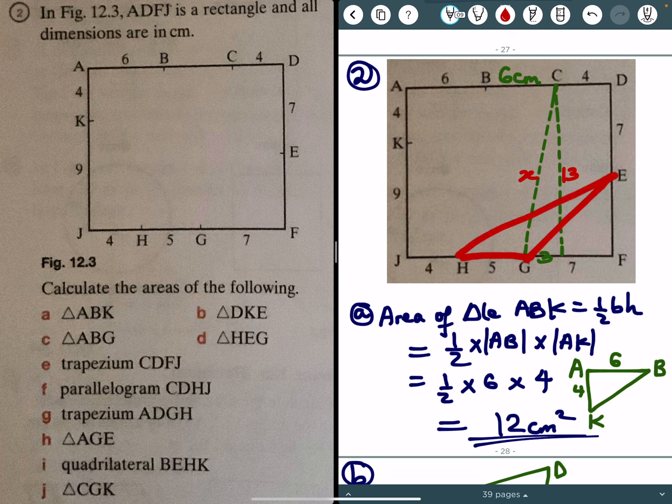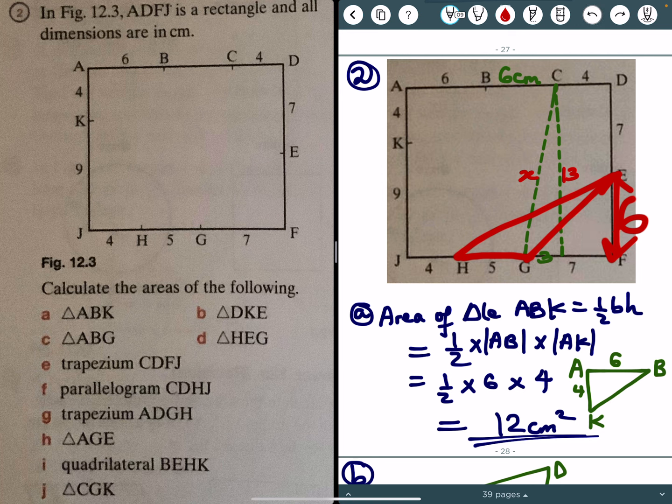This is triangle HGE. You know the base as 5. Let's get the vertical height. Take 7 from 13. This whole height is 13, and this part is 7. So if you take 7 from 13, you will have the remainder here as 6. So the vertical height of the triangle is 6 and the base is 5.